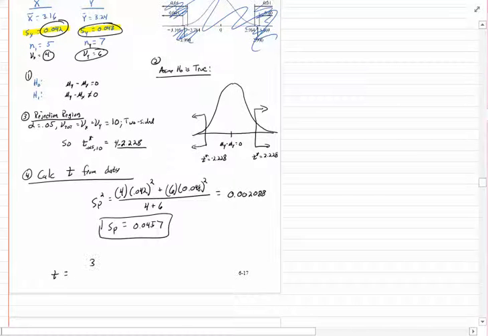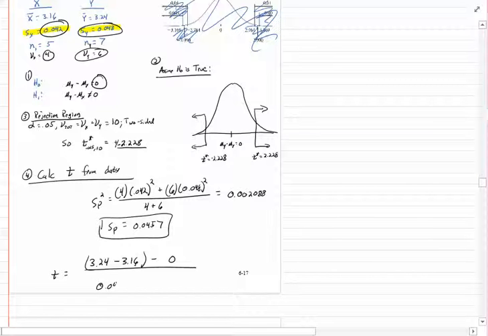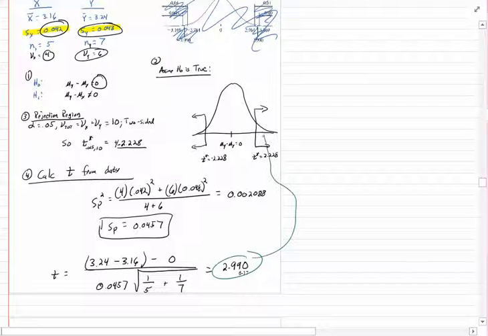So we have Y bar minus X bar minus the hypothesized difference, which is 0. And we have 0.0457 for SP, 1 over NX plus 1 over NY. That gives 2.990. So that ends up being right in here. So we reject H naught, accept H1.